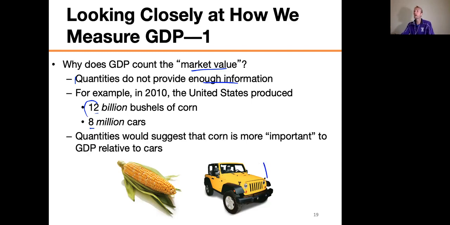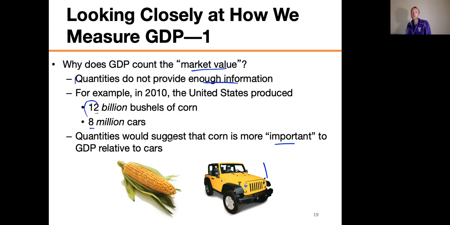Yeah, that's right. The cars, okay? So if I just look at quantities, it would suggest that corn is more, quote, important to GDP relative to cars. But actually, there was a lot more input, a lot more of our energy, of our income devoted to car production.